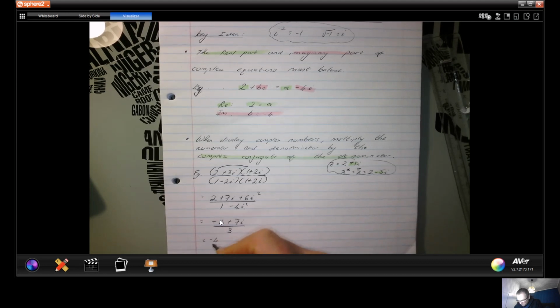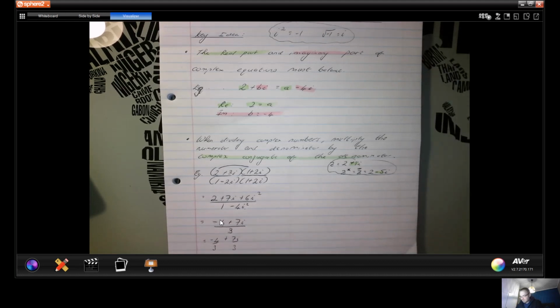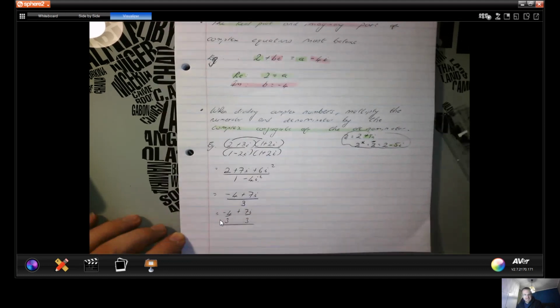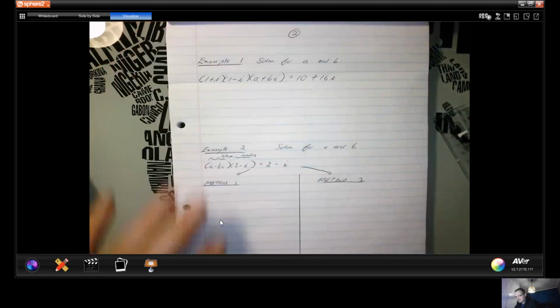If you want, you can write it as -4 over 3 plus 7i over 3, which is usually what you have to do because they say write it in the form a plus bi. Split it into its real part and its imaginary part. So that's how you're going to divide one complex number by another complex number. Easy peasy, lemon squeezy.